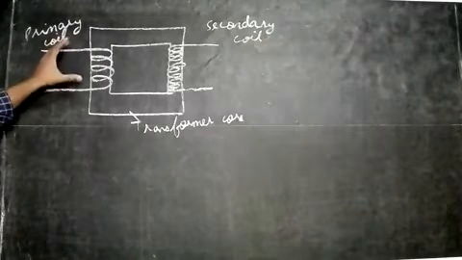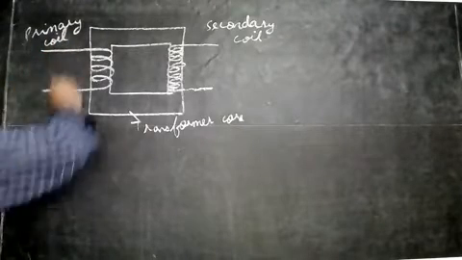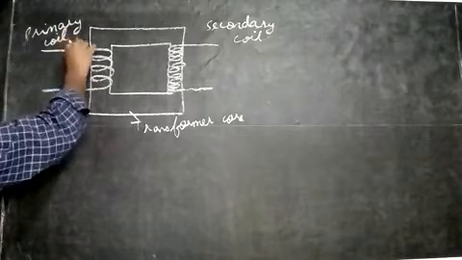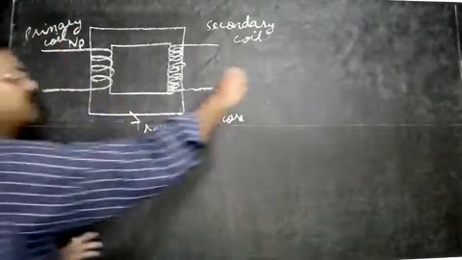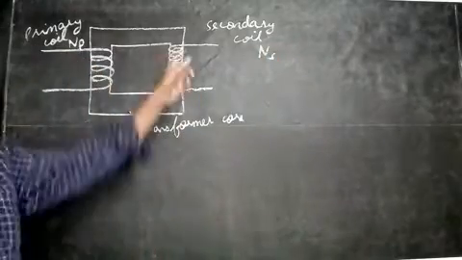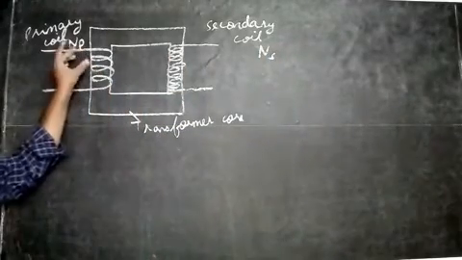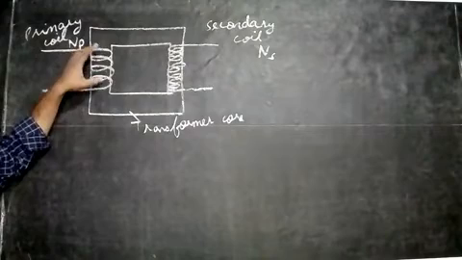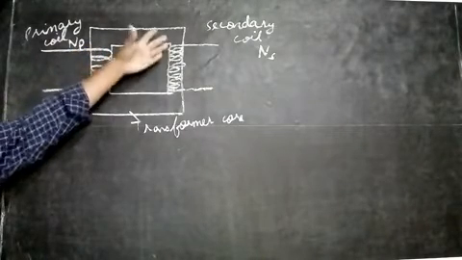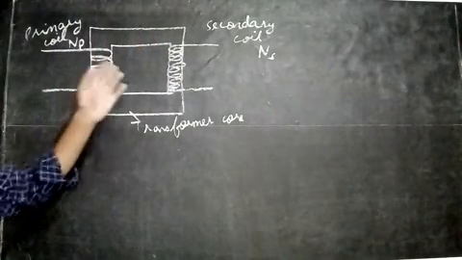Now the primary coil has NP turns. The number of turns of the primary is NP, and the number of turns of the secondary is NS. You can see that the number of turns of the primary is less, but the number of turns of the secondary is more. So we say it's a step-up transformer. We'll come to this a little later.